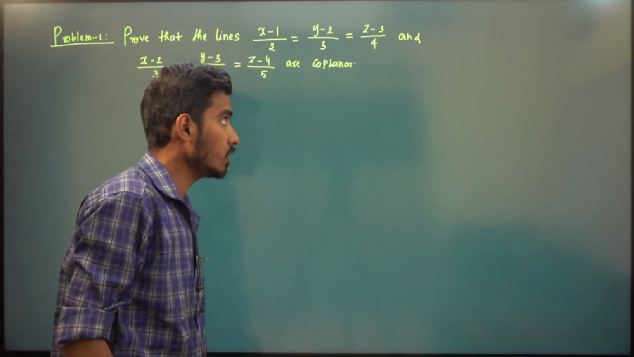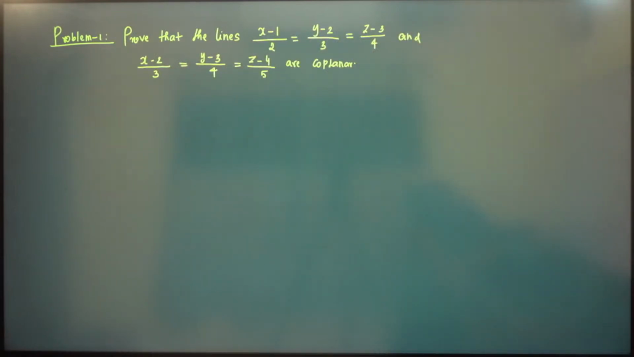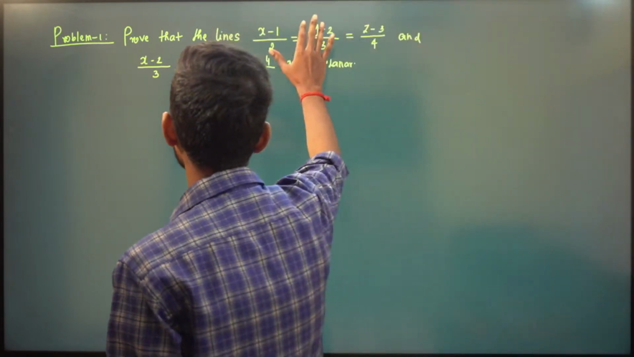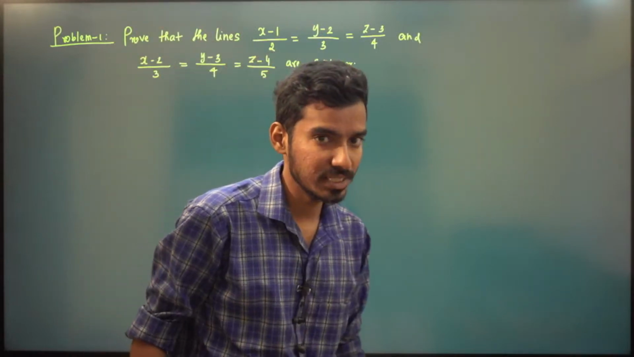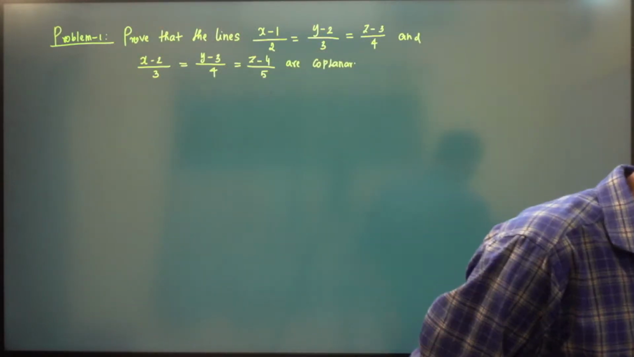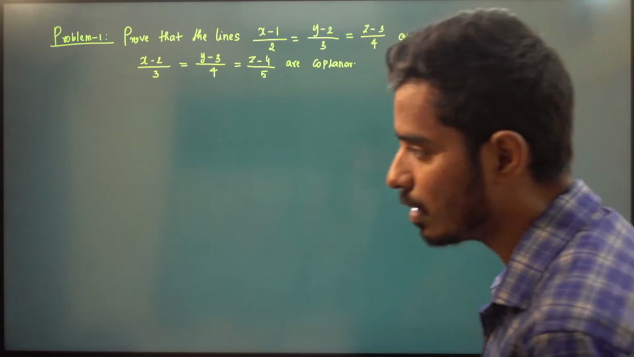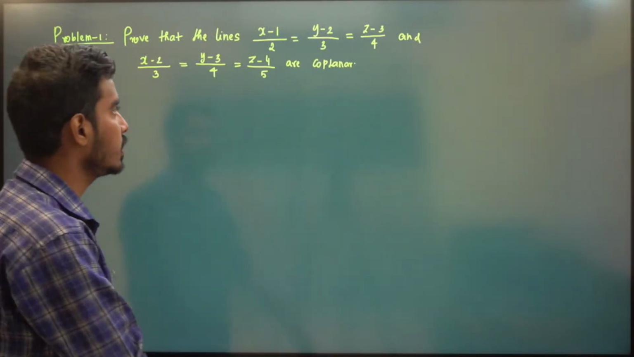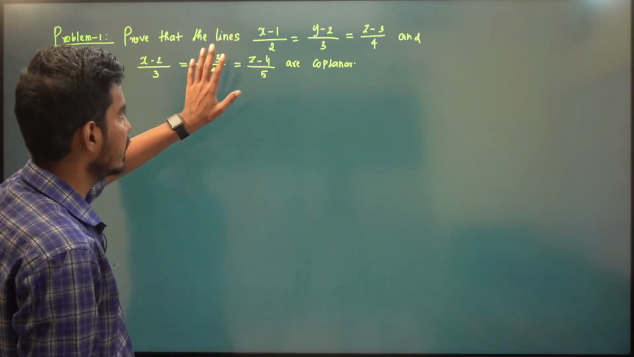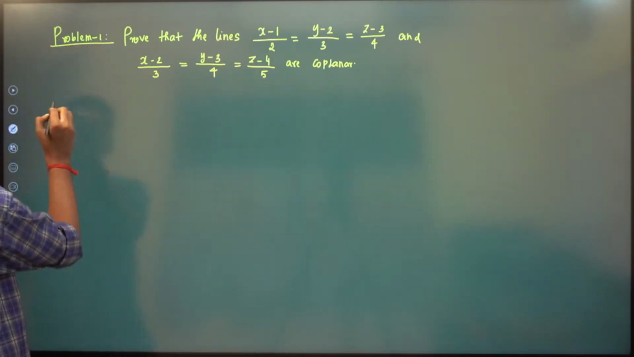See, here both the lines are in symmetrical form, right? If both are in general form, that has a separate procedure, but I'm not doing that now. Even if both are in general form, you convert that to symmetrical form and follow the same procedure. I'll tell you when that problem comes. So first here it is very easy. Both are in symmetrical form only. So we need to show that they are coplanar.